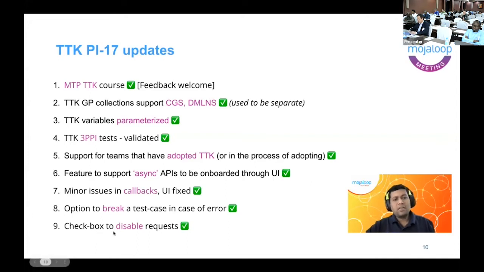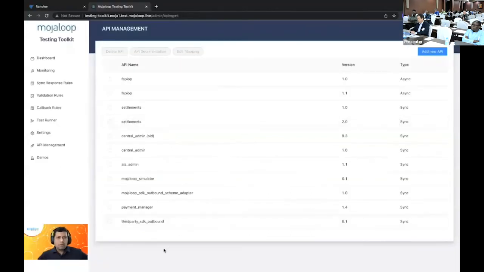And there is a checkbox to disable requests. This is also for debugging. When we work with a test case, we may want to execute only a few requests, not all the requests in the test case. In that case, we can disable those requests using this feature. I'm going to show some new features.